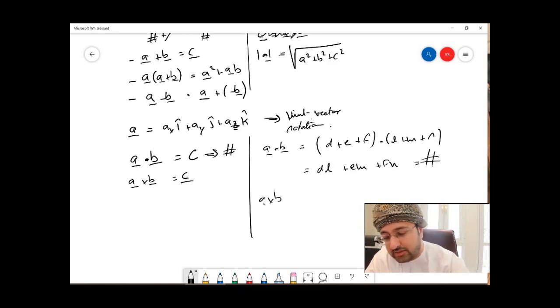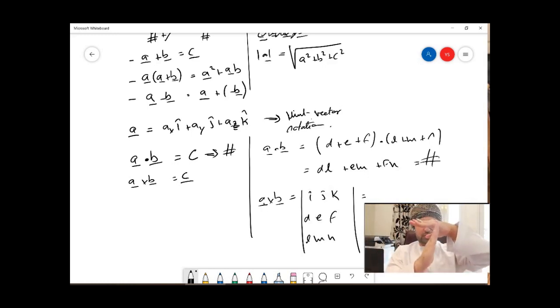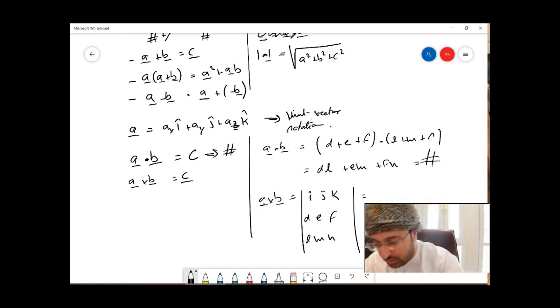On the other hand, we said if I do A cross B, I am going to end up with this sort of matrix: I, J, K; D, E, F; L, M, N. We are going to have to cover the column we want and then do a cross. So we are going to end up with I. If I cover this, I'm going to have EN minus FM.